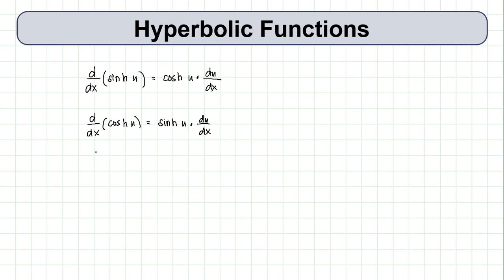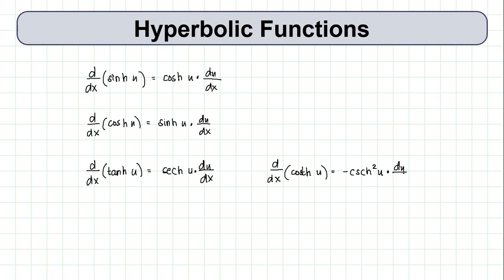Tapos sa tangent naman, derivative with respect to x of hyperbolic tangent of u is equal to, yes, hyperbolic secant of u squared times du dx. Okay? So, sa cotangent naman, derivative with respect to x ng hyperbolic cotangent of u is equal to negative hyperbolic cosecant of u squared. Okay? So, squared siya times du dx.